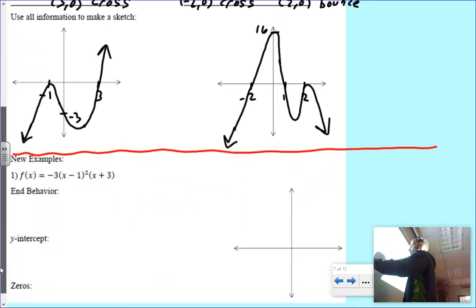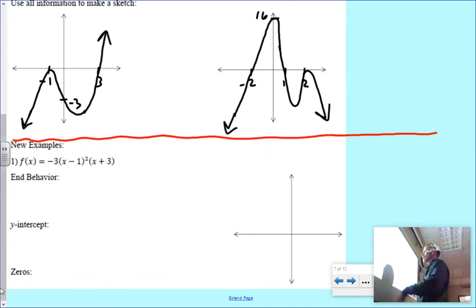I don't want this video to go too long. I feel like it already has. But let's do one more example, and then we'll finish it up, and we'll do a couple more examples in class tomorrow. So, if you want to pause the video real quick, work it out yourself, see what the degree, leading coefficient, figure out your end behavior, do your y-intercept, do your zeros, crossing, bouncing, and see if you can sketch the curve. So here we go.